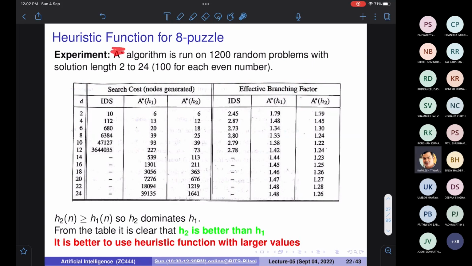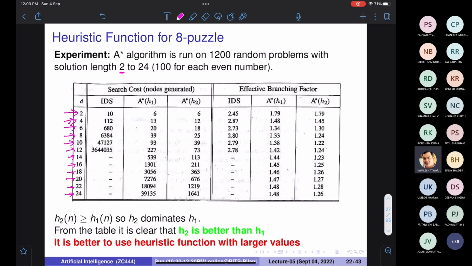A star algorithm is run on 1200 random problems with solution lengths from 2 to 24. So you know that there could be some problem where the solution is 2 steps. There could be a problem where the solution is 4 steps, 6 steps, 8 steps, 10 steps. I can create this from zero. Now the solution is at depth 10 only. Solution is 12 only, 14 only. So I can create various such problems.